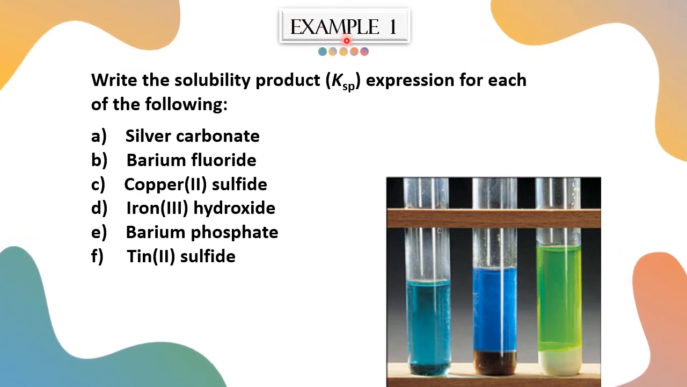Let's try example 1. Write the solubility product Ksp expression for each of the following. As we know, all of these are salts, so they are in solid form. That's why we start with the solid. Silver carbonate: you have to know the formula, silver Ag, carbonate CO3. So silver with a positive charge and CO3 with 2 negative. So make sure that the molecular formula for silver carbonate is correct. Same for the others. Let's check one by one.